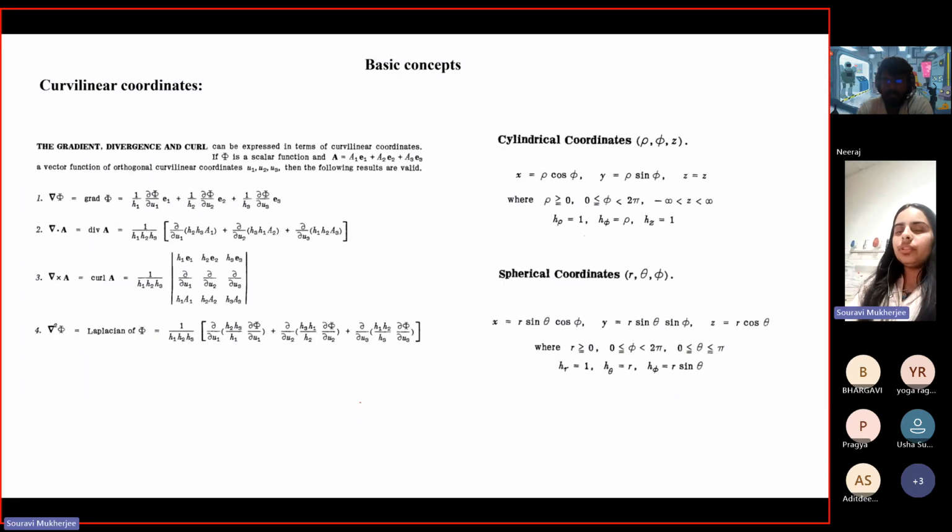So now you can define your gradient, divergence, and curl, which were your operators. Okay, so you can define them.